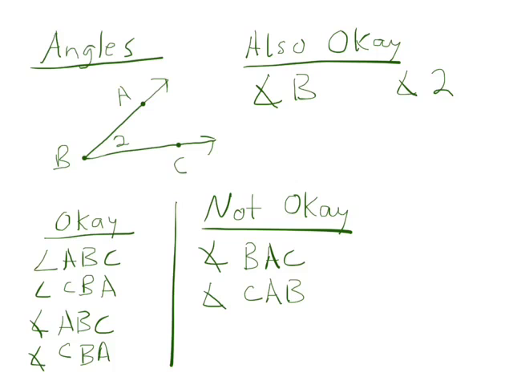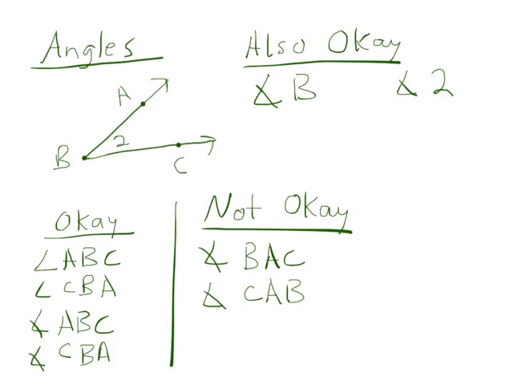But what is not okay is if the vertex is not in the middle. So right here we see angle BAC. That is not okay because the way it's written, it is assumed that A is the vertex. Well, we see here A is not the vertex. A is way up here. So that does not work. Or we cannot write this as angle CAB. Once again, the letter B is not in the center. So those are ways that are not okay to write this.